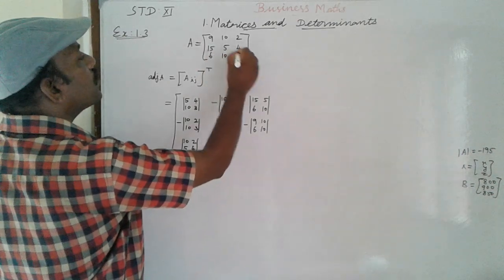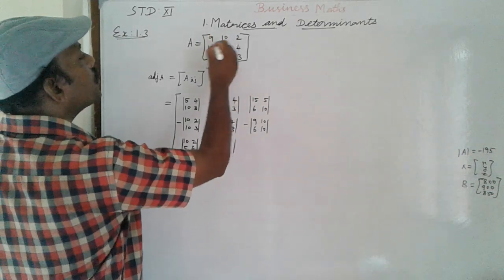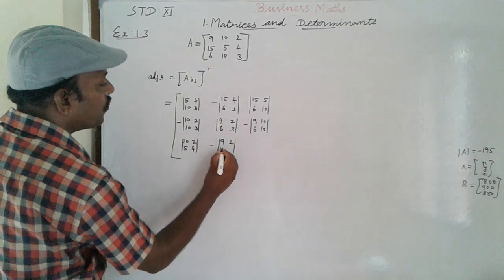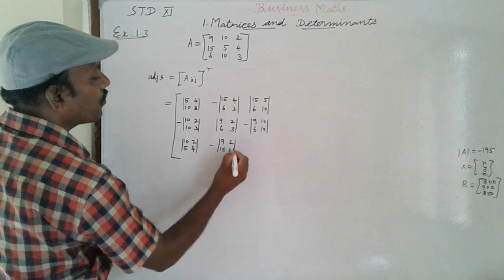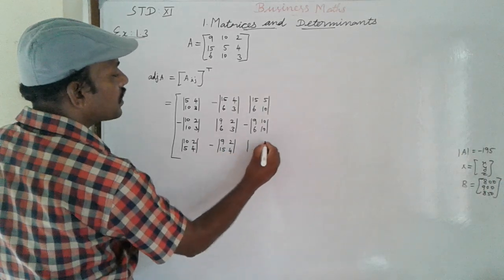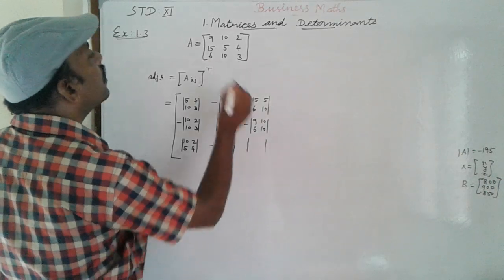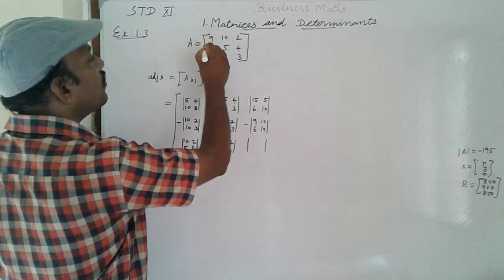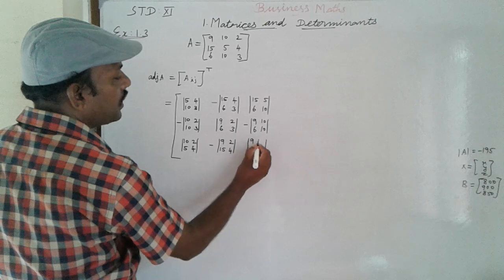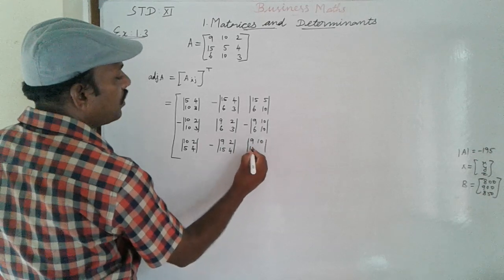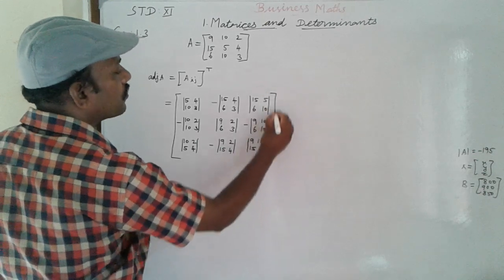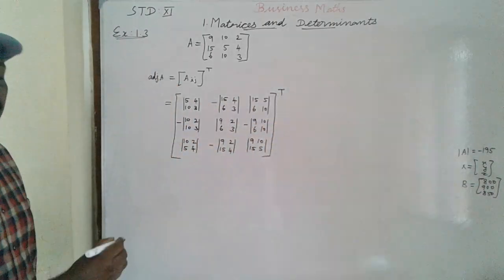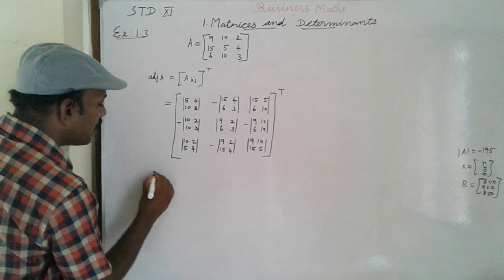Cofactor of 10: strike out the row and the column, which leaves 9, 15, 4, 9, 15, 4. Next symbol is a plus. Cofactor of 3: strike out the row and the column, which leaves 9, 10, 15, 5. The whole power transpose is the adjoint A, so we should find this value.